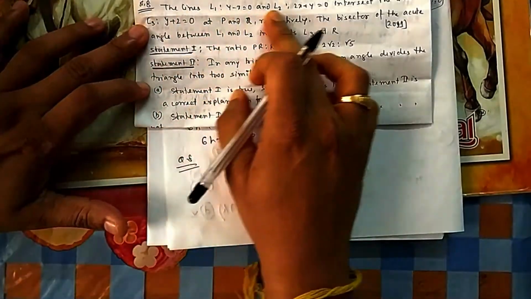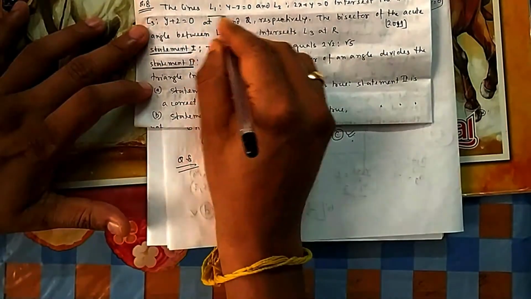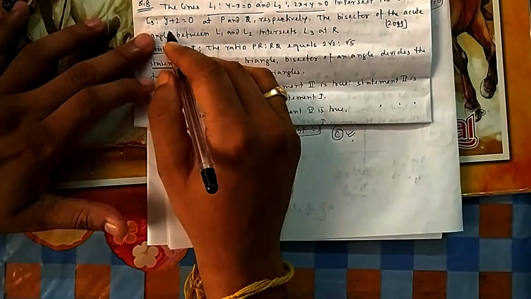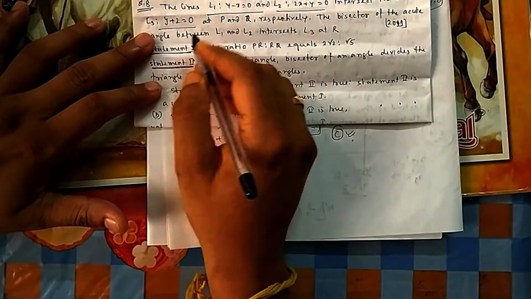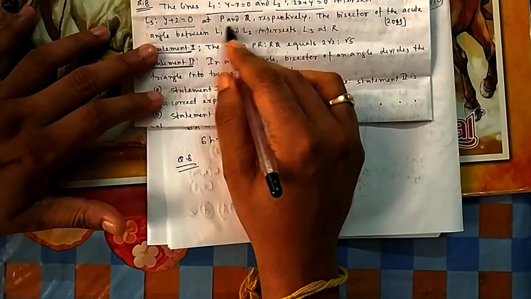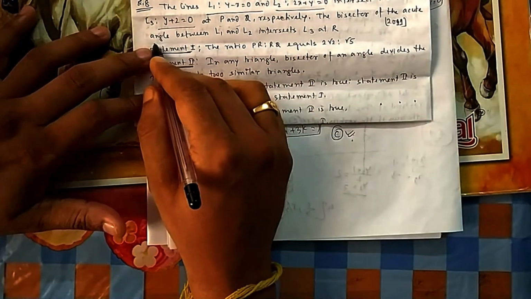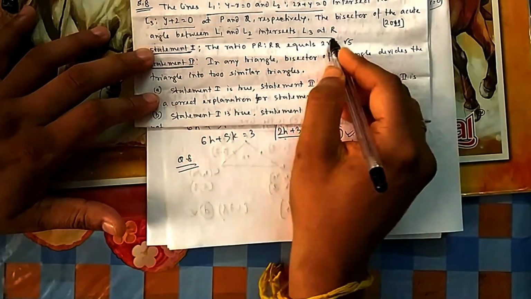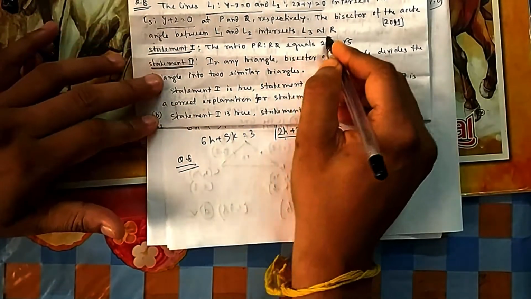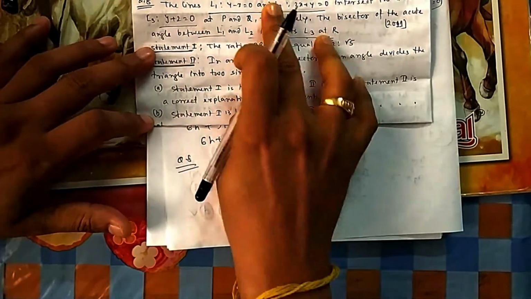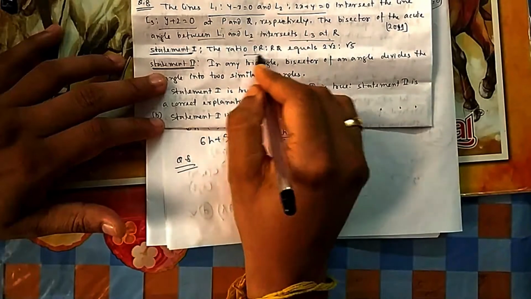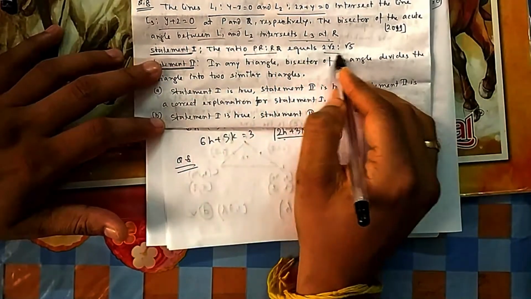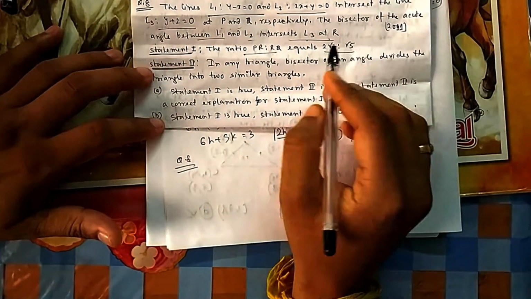The lines L1 and L2 intersect the line L3 at points P and Q respectively. The acute angle bisector between L1 and L2 intersects L3 at R. So here drawing is necessary, and the exact drawing will also be necessary because you need to find it out. They are asking the ratio of PR to RQ, statement 1, is equal to 2 is to root 5, that we have to calculate.